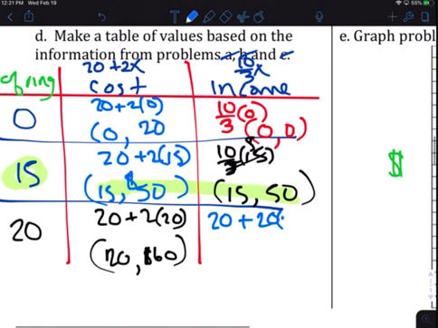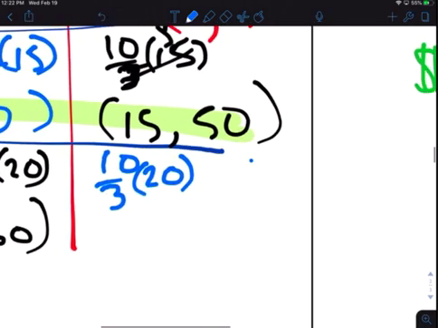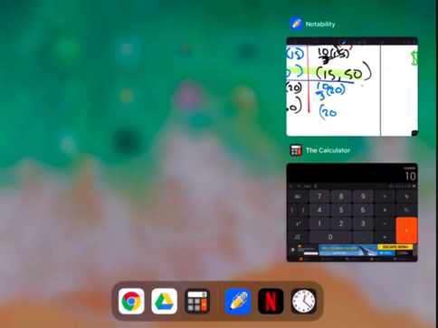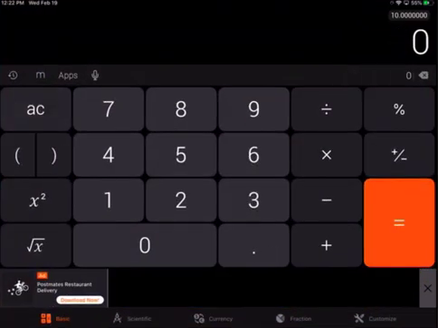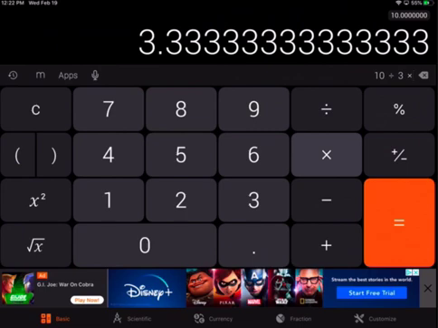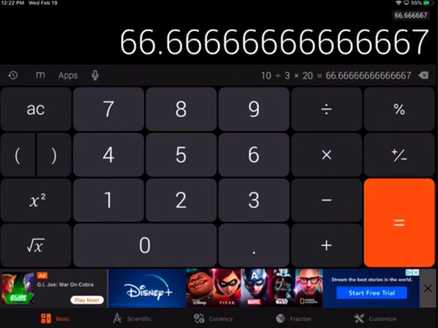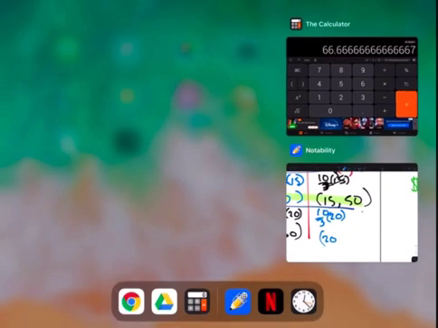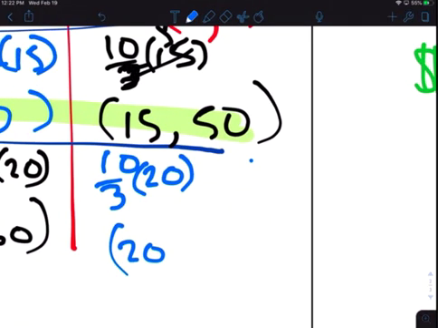20 times 20. Oh no, we don't use this one, sorry. You need to use this equation: 10 over 3 times 20. Okay, so for 20 you get, use your calculator, 10 over 3 times 20. Round it to the nearest cent, 66.66, so 67 cents.